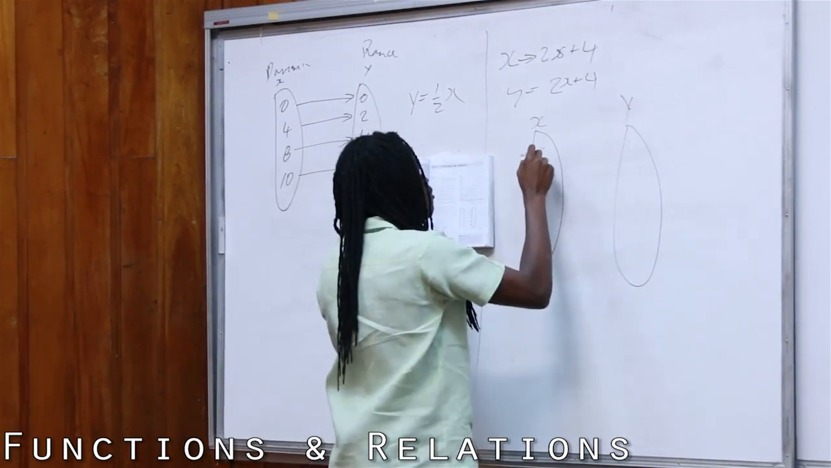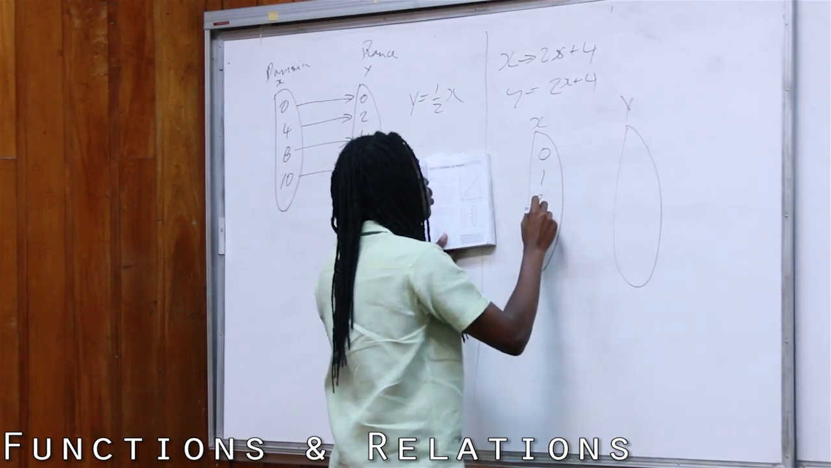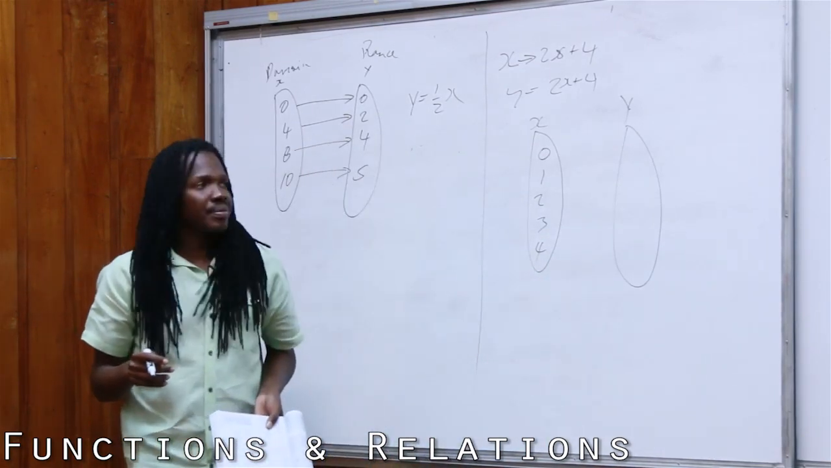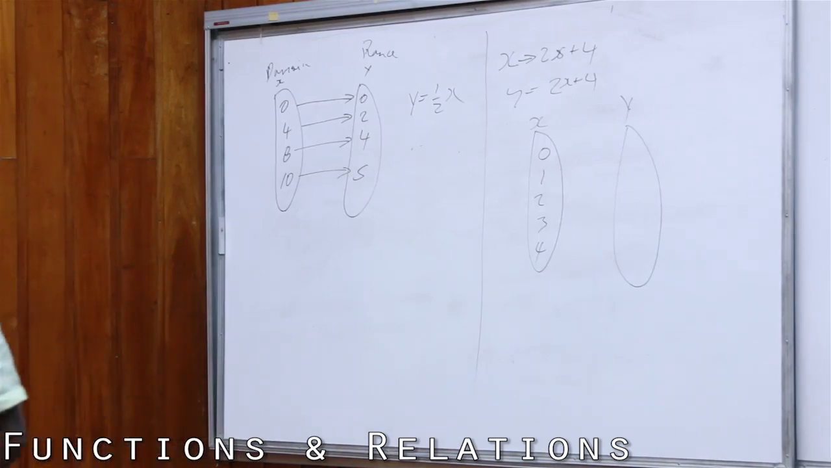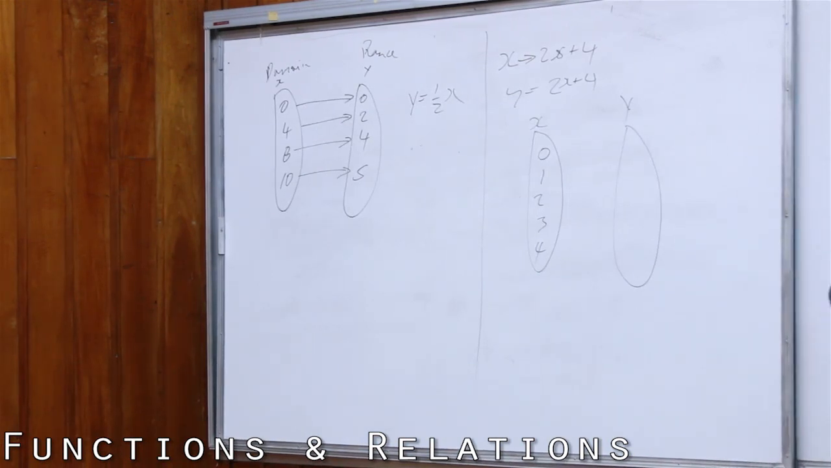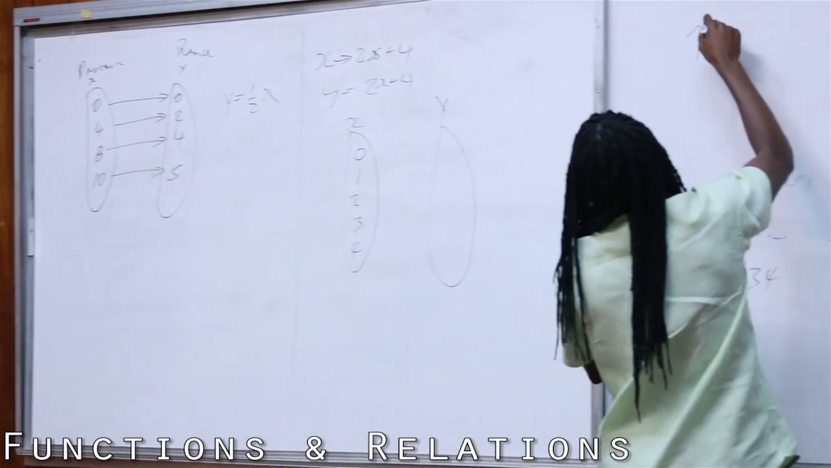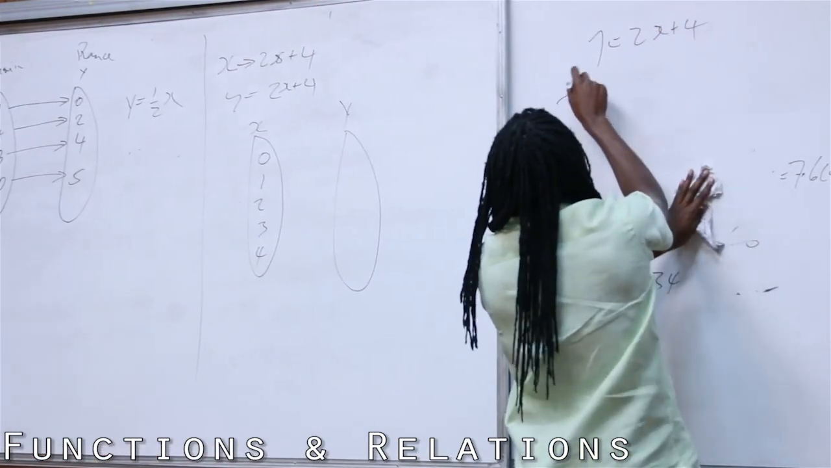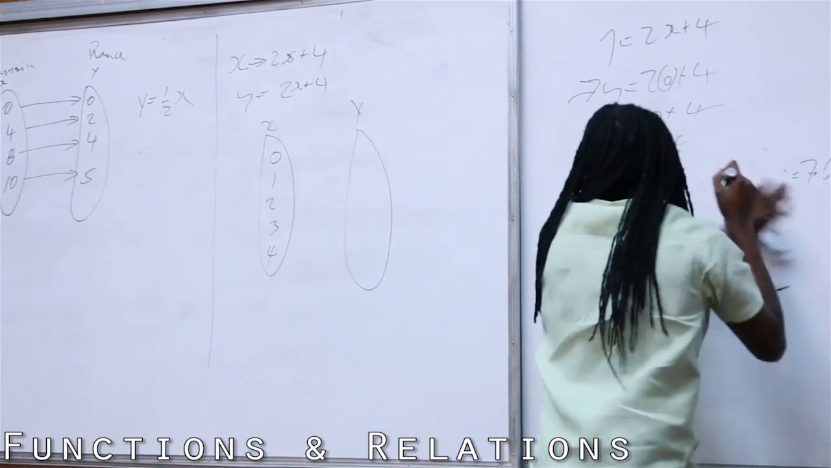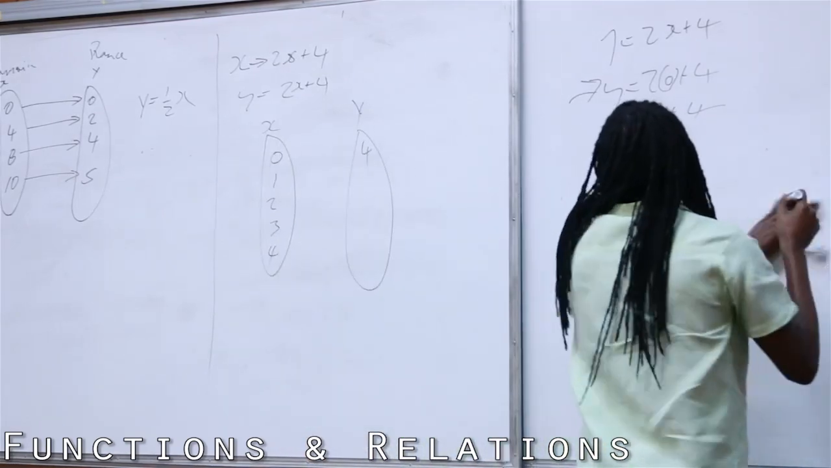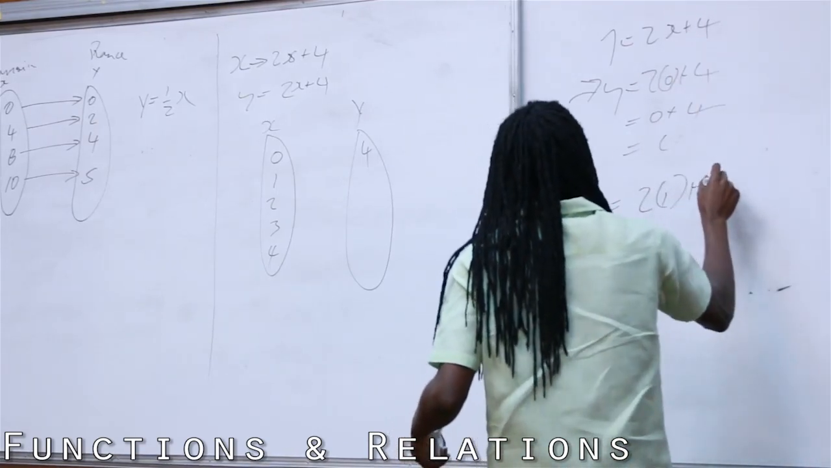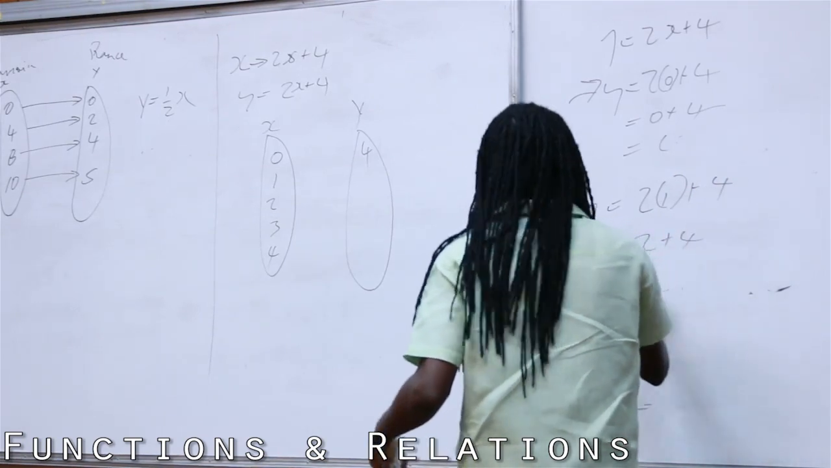So therefore, for 0, 1, 2, 3, 4, what would y be? Simple. For the first one, y equals 2x plus 4, this implies that y equals 2 brackets 0 plus 4, equals 0 plus 4, equals 4. For the second one, y equals 2x plus 4, equals 2 brackets 1 plus 4, equals 2 ones are 2, plus 4, equals 6.